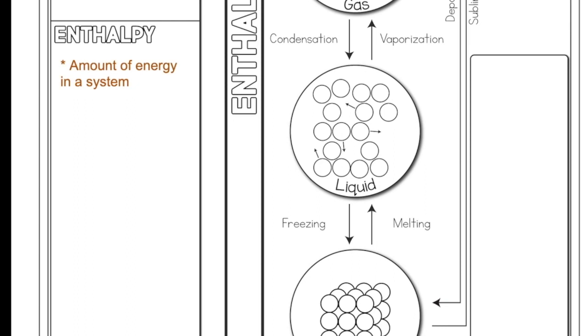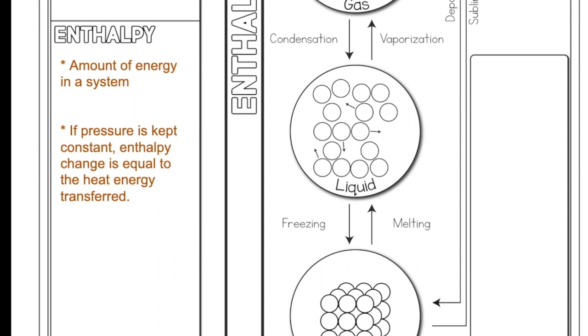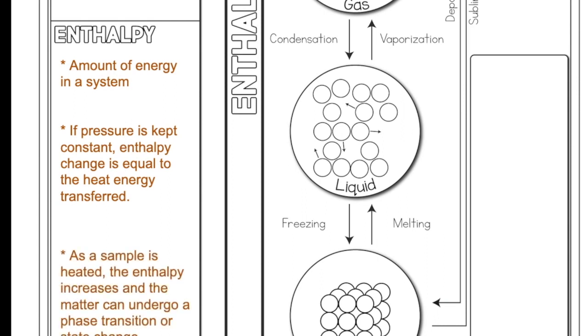So enthalpy is just the amount of energy in a system or a particular substance. And so if we just say the pressure is kept constant, enthalpy change is equal to the heat energy transferred. Okay, so the more heat energy put into the system, the more enthalpy. And so as a sample is heated, the enthalpy increases and matter can undergo a phase transition or state change.